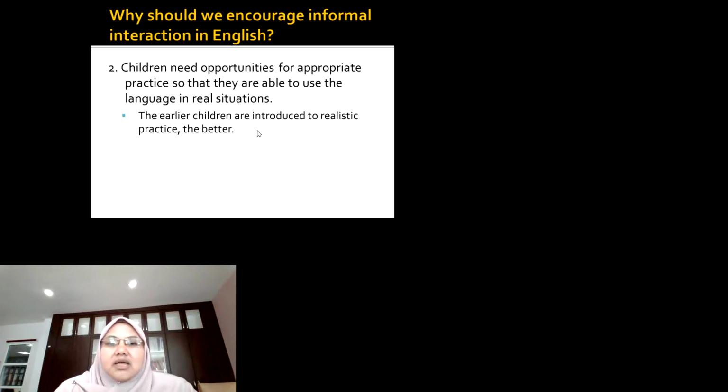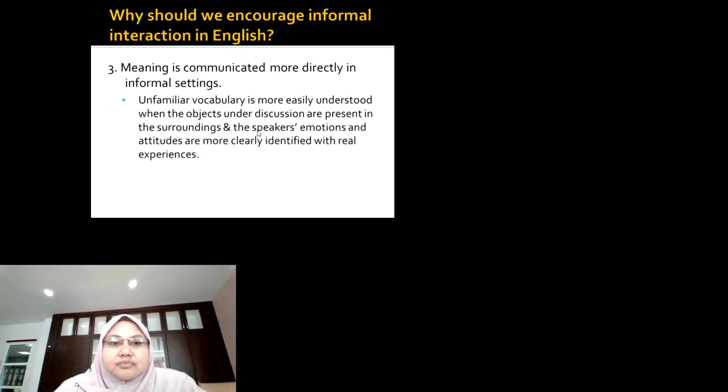That means they need opportunities. The teacher must provide the opportunities for them to use the language. How? Teachers must devise or design activities where children are able to use the language. They are not only reading or only writing, but they need to be able to listen and speak using the language. So this is the teacher's role in designing the activities, or when you're having informal conversation with them, you need to interact more with the children using English.